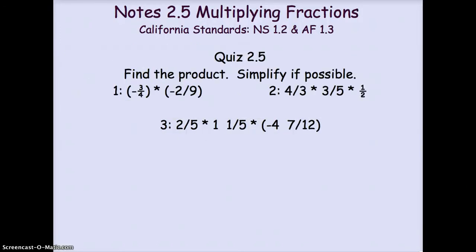to quiz 2.5. Problem number 1, negative 3/4 times negative 2/9. Problem number 2, 4/3 times 3/5 times 1/2. And problem number 3, 2/5 times 1 and 1/5 times negative 4 and 7/12. Go ahead and solve, put your answers in Schoology, and have a great day.